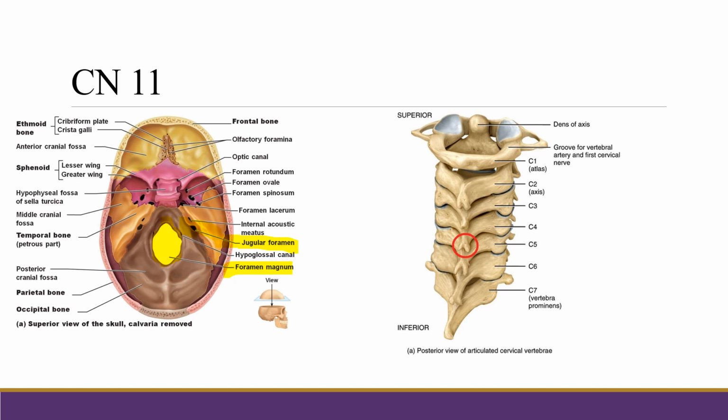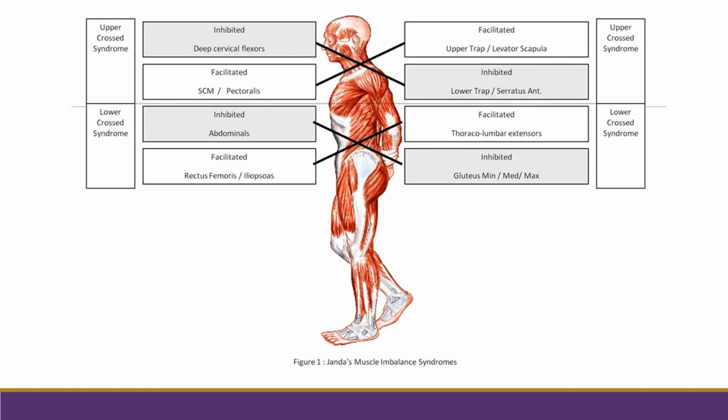And then circled C5 to show you how far down that cranial nerve will go, and to keep that in mind when you're adjusting them. This is the upper cross, lower cross picture that I like to bring things back to every once in a while. So talking about SCM and upper trapezius, you could see that that is part of the facilitated.